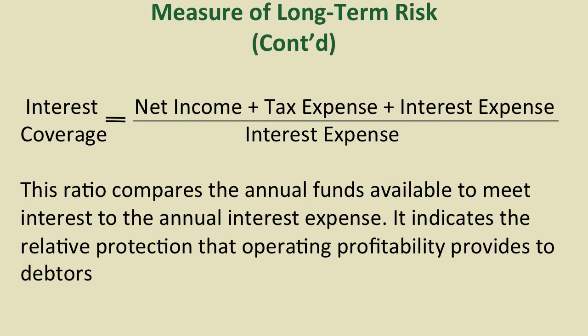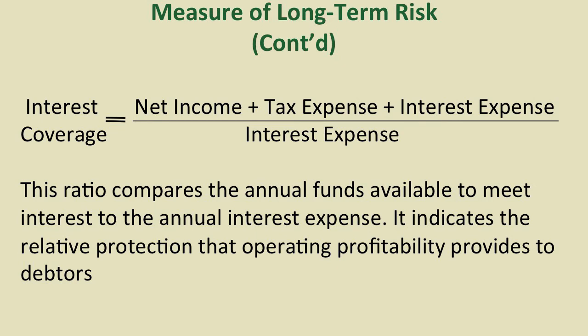The last ratio we're going to talk about here is this interest coverage ratio. This is a ratio to measure long-term risk. It equals net income plus tax expenses plus interest expense divided by interest expense. The reason we add tax expenses in the numerator is because interest expense is tax deductible.